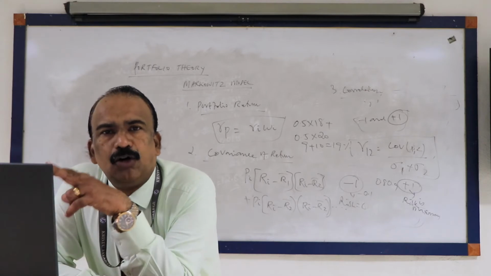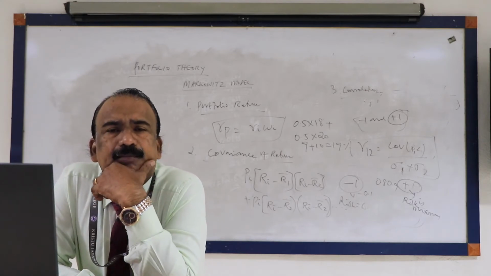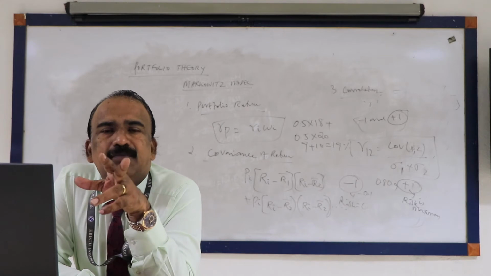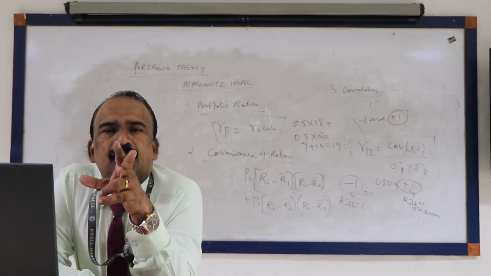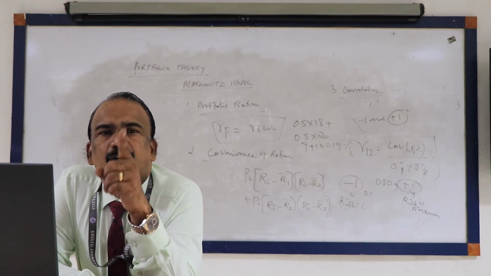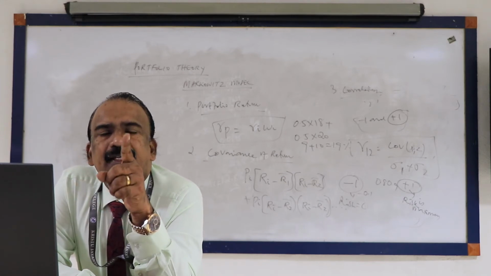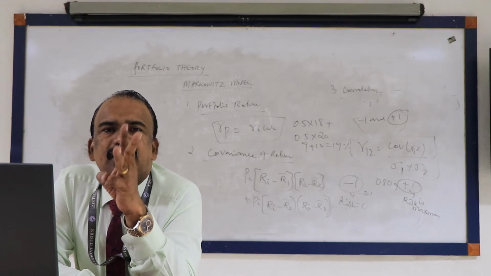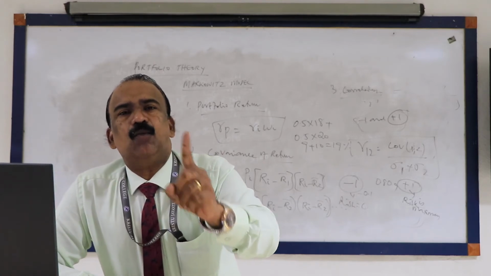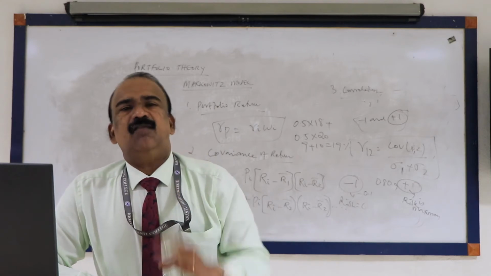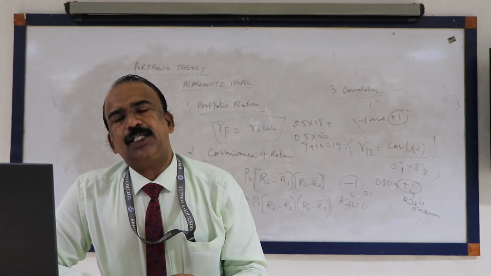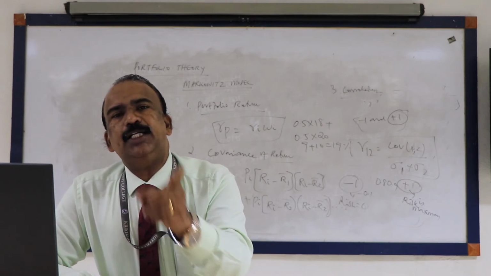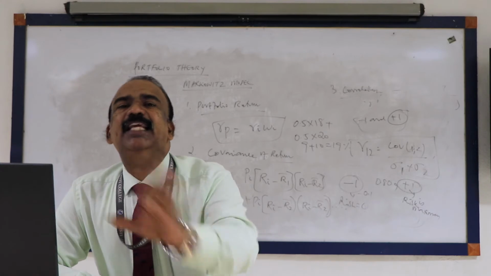For example, if you have 4 stocks in a portfolio, correlation means correlation between 2 stocks only, so we cannot calculate it for more than 2 stocks at once. If there are 3 stocks in a portfolio, we need correlation between 1 and 2, 1 and 3, and 2 and 3. If it is 4 stocks, how to calculate correlation? Between 1 and 2, 1 and 3, 1 and 4, then 2 and 3, 2 and 4, then 3 and 4.